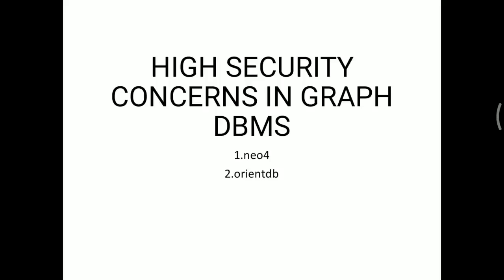Let's get started with the high security concerns in the graph DBMS. Before that, a DBMS is a database management system, which is an organized collection of structured information or data that is electronically stored in a computer system. We have different DBMSs in the high security concerns. We'll be studying Neo4j and OrientDB.